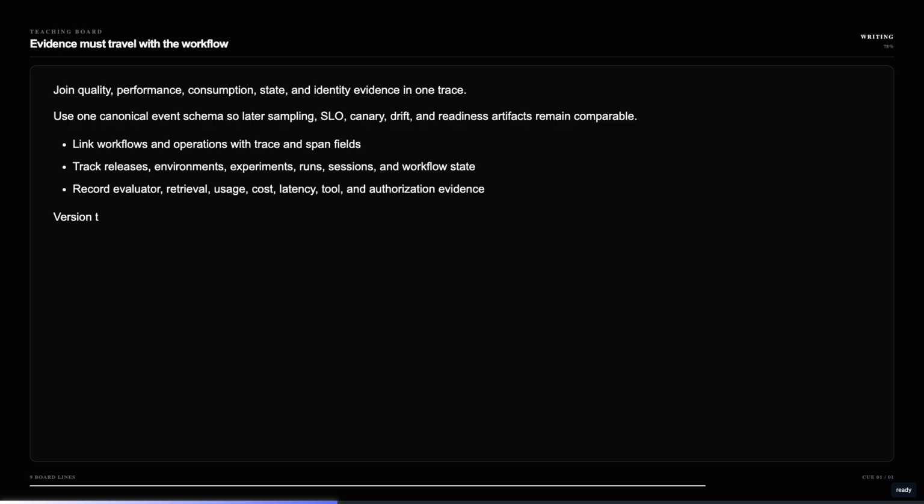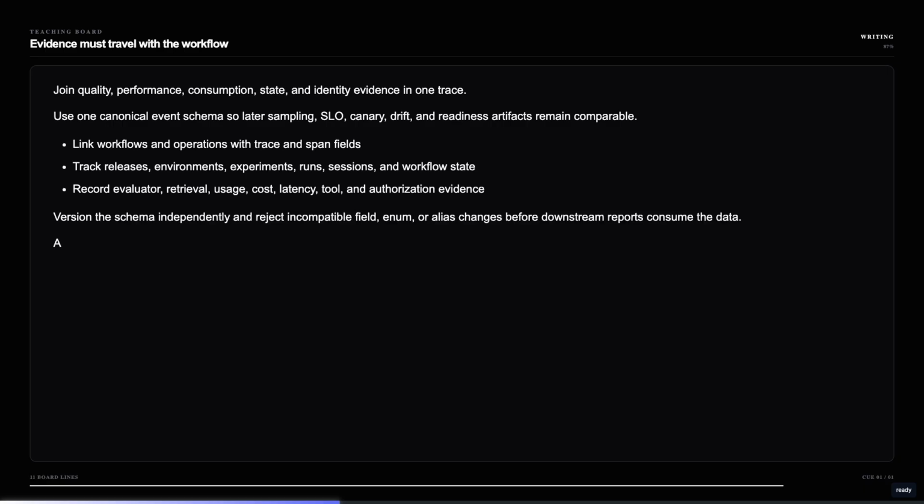The schema has its own version separate from application releases. Compatibility testing rejects events when a required field changes type, an enum is renamed without migration, or an attribute uses a non-canonical alias. Downstream reports consume the mapping instead of scraping arbitrary span names, preventing a renamed field, such as confirmation_observed, from silently appearing as a quality improvement.